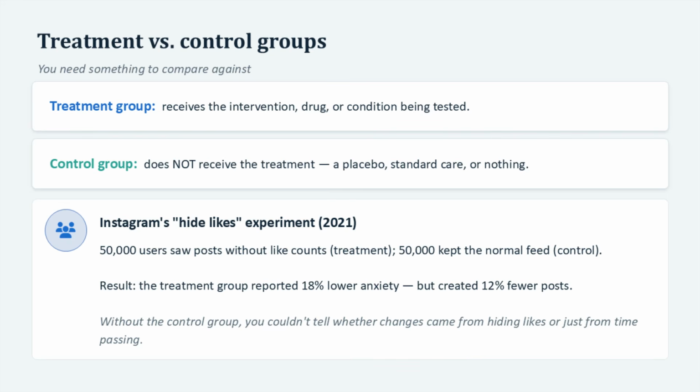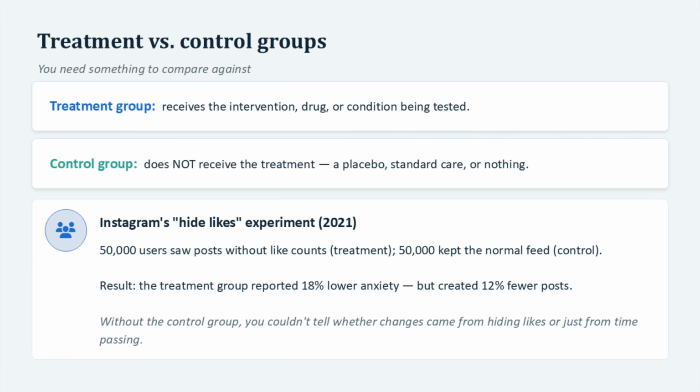You wouldn't know. The control group gives you a baseline. It shows you what would have happened without the new treatment. And by comparing the treatment group with that baseline, you have a much better chance of isolating the actual effect of the treatment. So whenever you see an experiment, one of the first things you should look for is the control group.